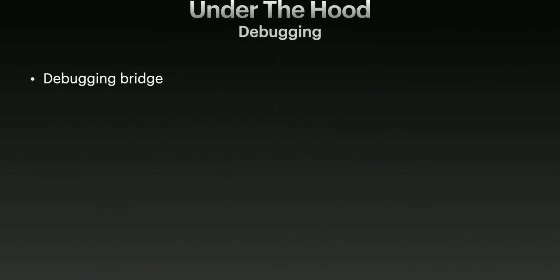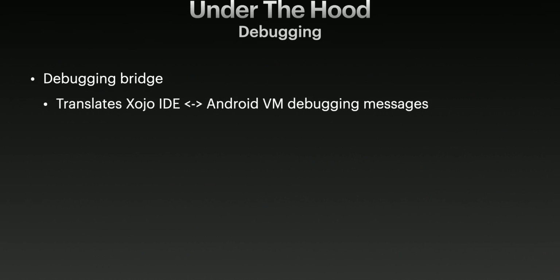Okay, so moving on from compilation over to debugging. We have built this debugging bridge, and Paul's here. Paul can say hi. He's done a lot of the work on the debugging bridge. What this does is it translates our Xojo IDE messaging over to the Android virtual debugging messages. So they have a defined debugging protocol, just like we have a defined debugging protocol. And this bridge just sits between them and translates the messages so they understand each other.